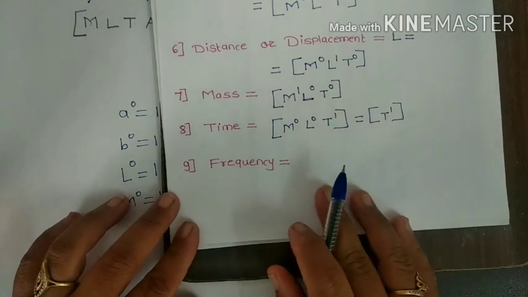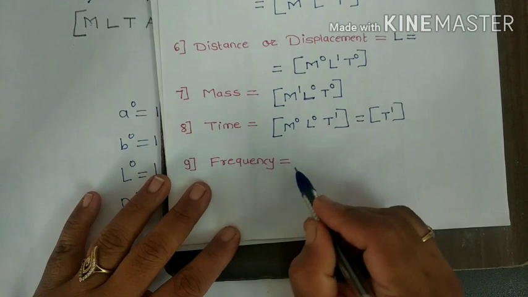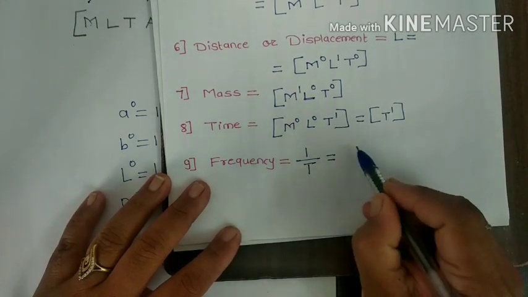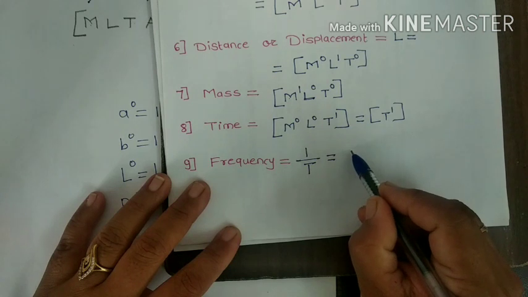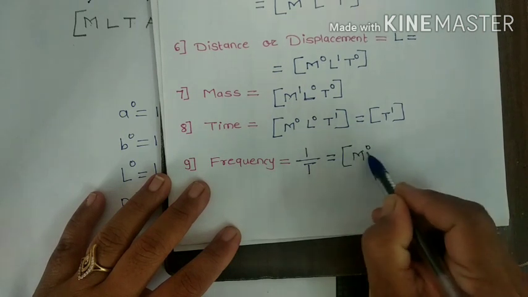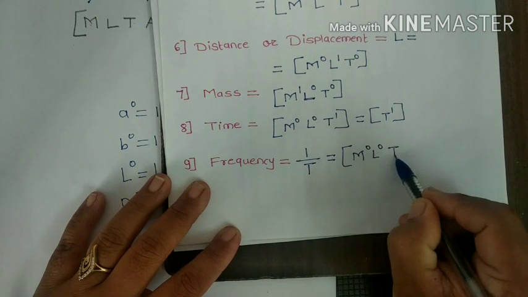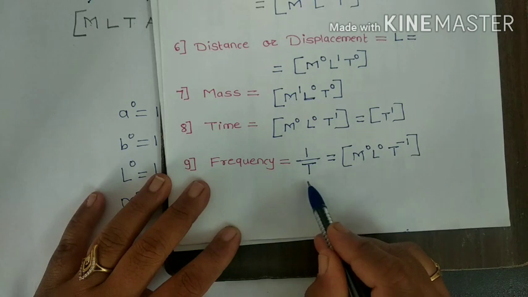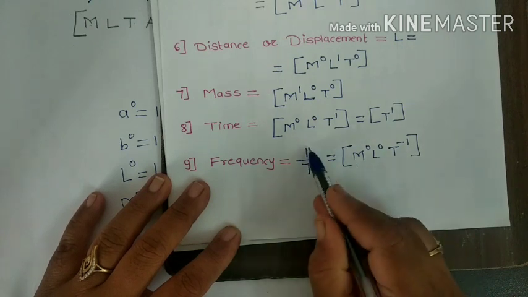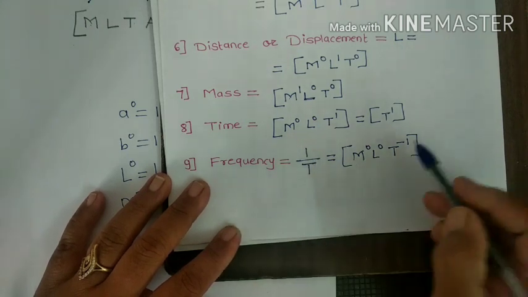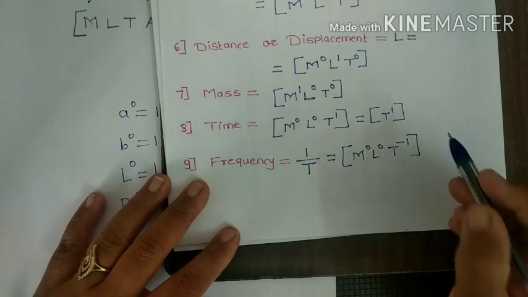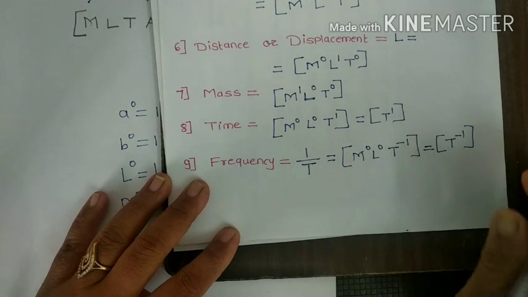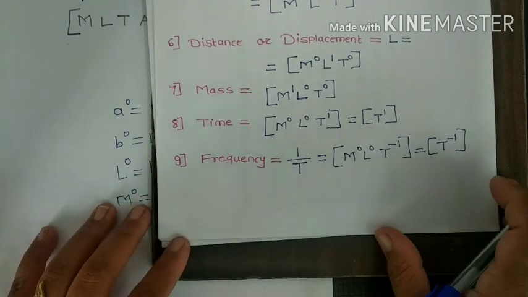Okay. Then frequency. Frequency is the reciprocal of time, that is 1/T है ना. That's why here the dimensions are M raised to the power 0, L raised to the power 0, T raised to the power -1, because that T is at the denominator and it goes to the numerator. That's why here we take T raised to the power -1. Those are the dimensions for frequency.